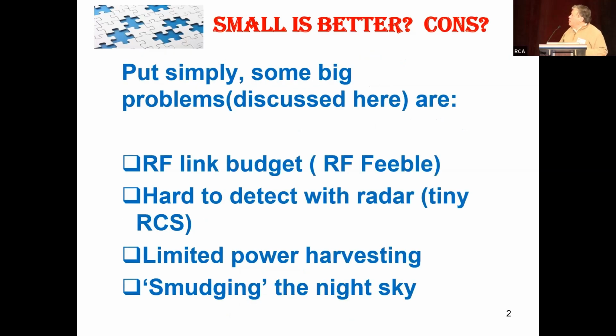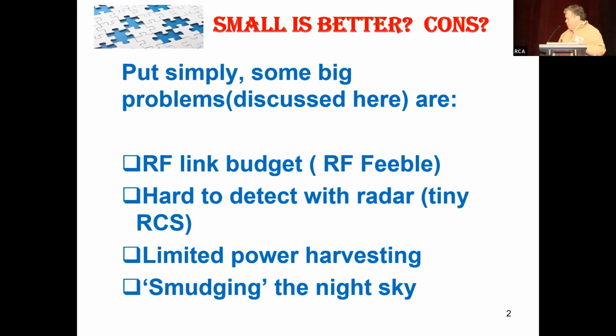Okay, so I'd like to summarize the 3 problems that I'm going to pursue in these 4 bullet points. One is that the RF link budget tends to be low with them because they have a small size and they don't have large high-gain antennas. Plus, they don't have a lot of ability to store power because they don't have a lot of solar cell area, and usually they don't have a lot of weight devoted to battery or storage. Again, they're hard to detect with radar because they are physically smaller. Less solar cells means less ability for power harvesting.